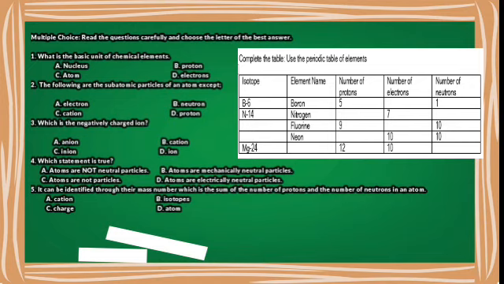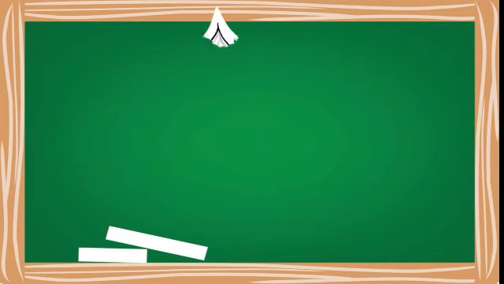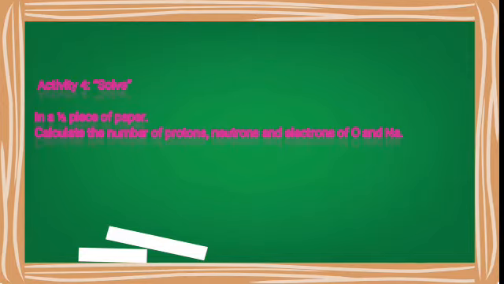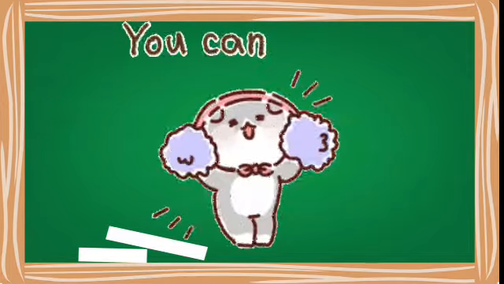You've done a great job today, class. Before we say goodbye to each other, I want you to get a piece of paper. As your assignment, I want you to calculate the number of protons, neutrons, and electrons of oxygen and sodium. I know you can do it. Good luck!